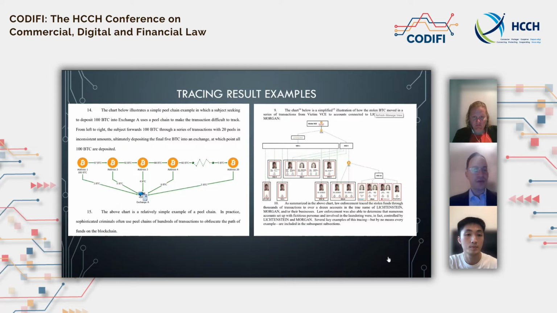On the left is an image that describes something called a peel chain. This is a typology where a party receives a large amount of digital assets and sends small increments of that digital asset to a number of other addresses, which then sort of peel off pieces of it and send to others, ultimately to be reconstituted at an address several transactions later.